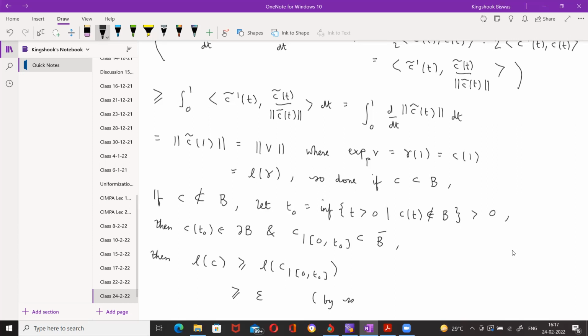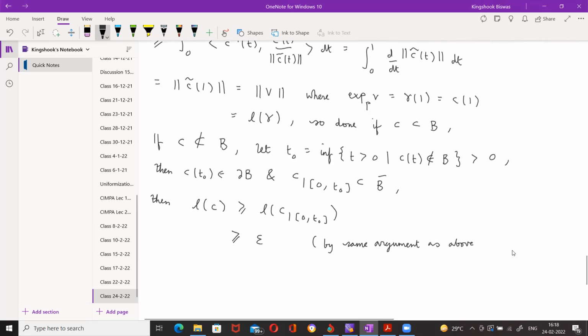By the same argument as above, using that this is contained in the ball, I can define C tilde equal to F inverse composed with C restricted to 0 to T naught. Is this clear? And this is greater than or equal to the length of gamma. So we are done.